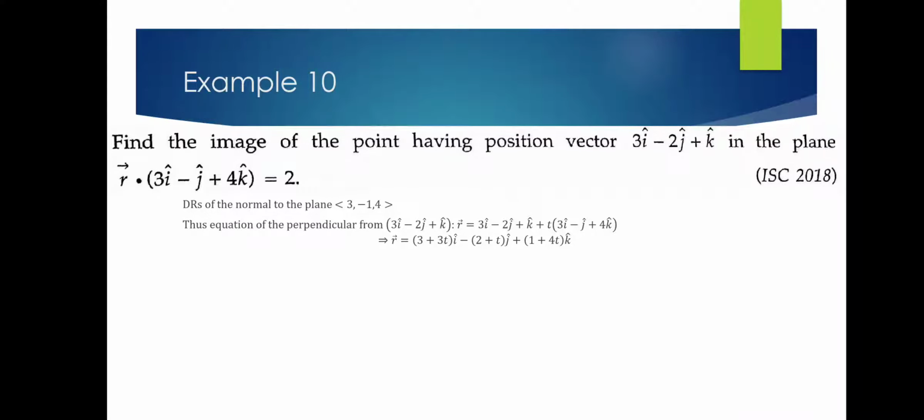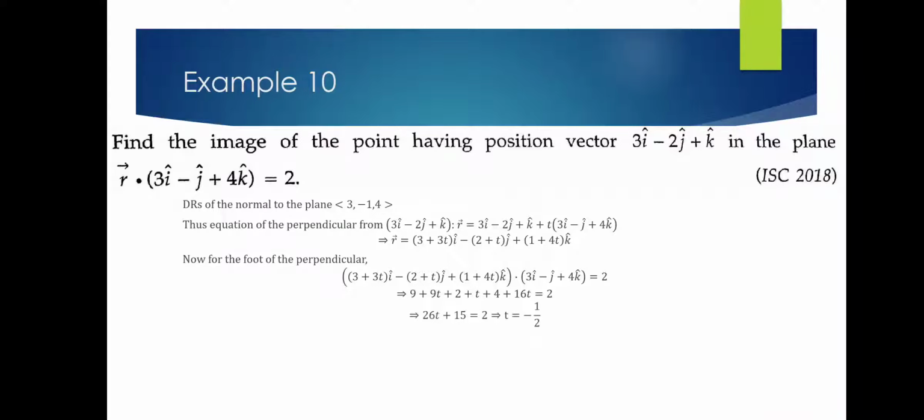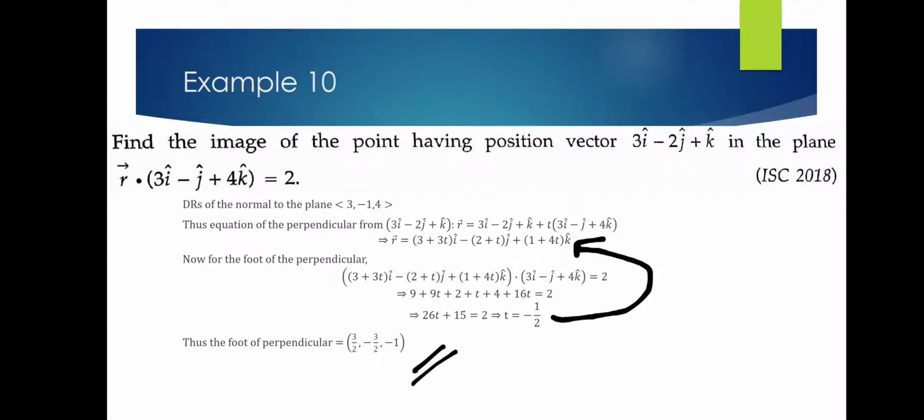Once again, let me first write the general form of the equation, then put it into the equation of the plane and calculate. After doing the calculation, the value of t becomes -12, and let us put it back into the general form. So I get the foot of the perpendicular as (3/2, -3/2, -1). How am I getting this? Putting this t here, if I put it back here, I get the value of the coordinates as this.